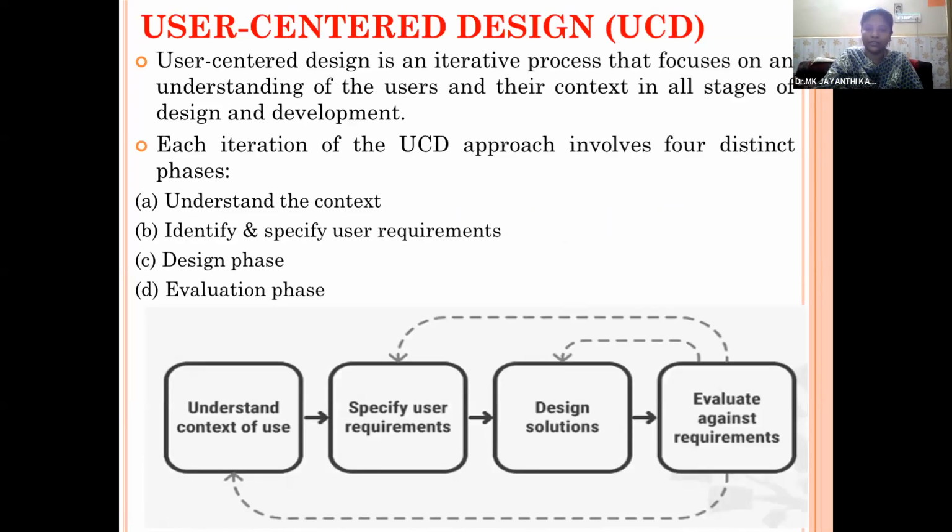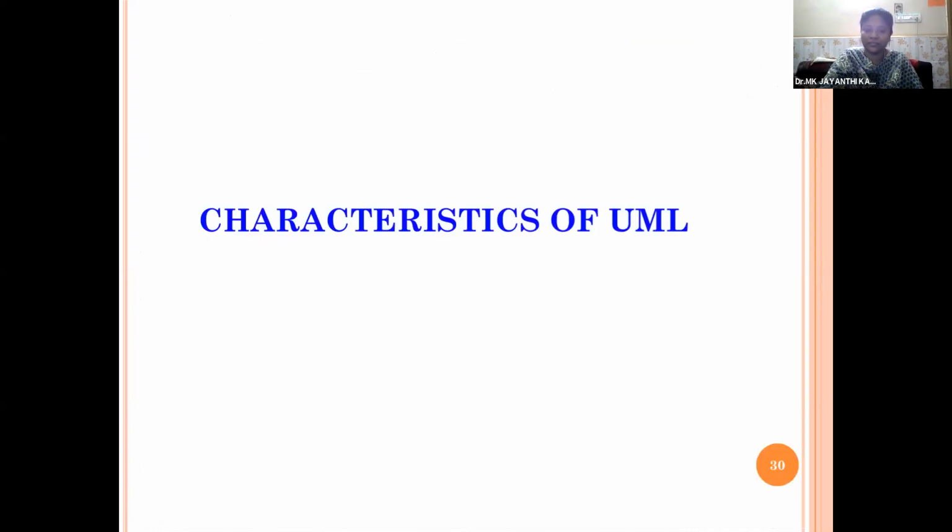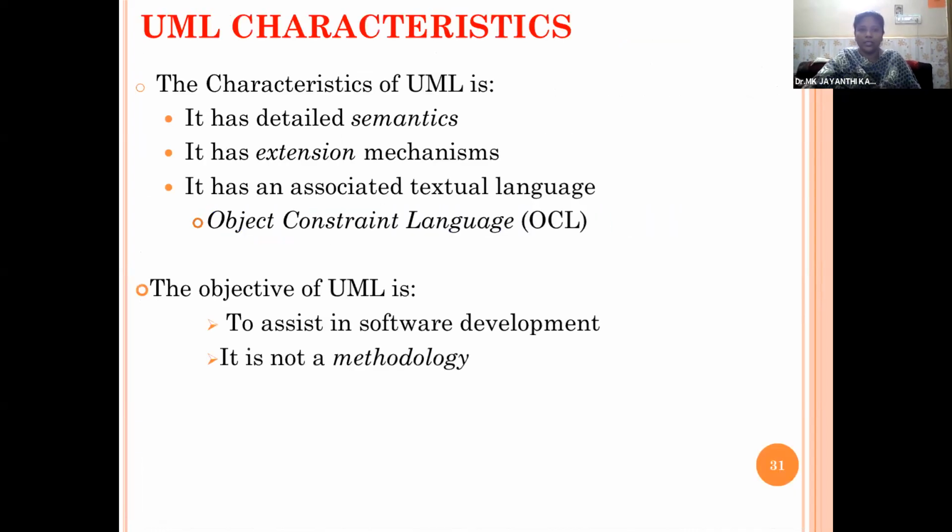So the various characteristics of UML, or the characteristics of Unified Modeling Language. It has detailed semantics. Here we will take the syntax as well as the semantics of the various components. It has extension mechanisms. By using inheritance, polymorphism, friend functions, and templates, we can extend our processes and derivations like classes and other objects.